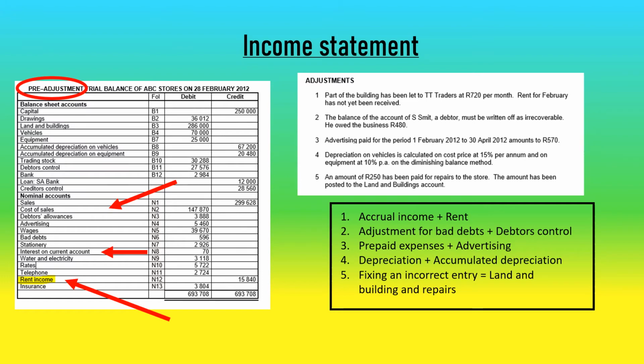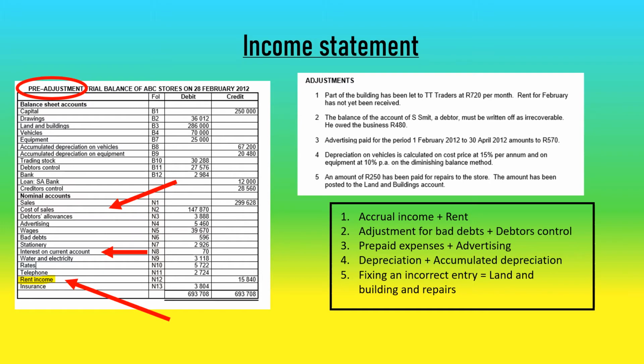Number 3. Advertising paid for the period. You can see in this case you've paid advertising for a period that is after your year end. That means it is prepaid expenses and it is advertising. Number 4. Depreciation on vehicle is calculated on cost and on equipment at the diminishing balance method. So this will affect your depreciation and accumulated depreciation.